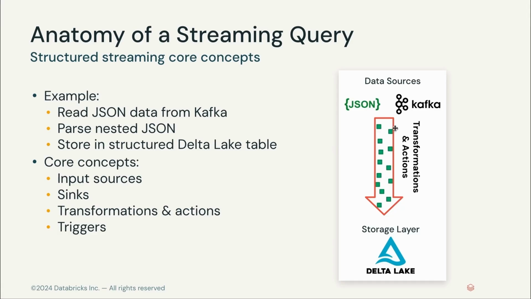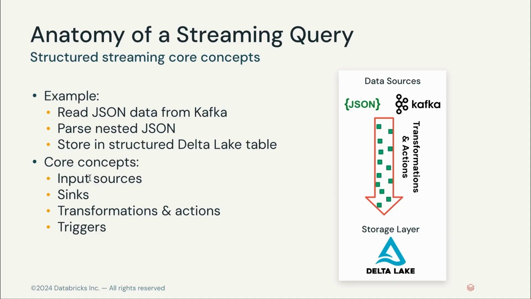Here's the anatomy of a streaming query, right? We have our data sources, maybe it's JSON data or Kafka data. We have a query where we apply some transformations and actions, and then we push that into a storage layer like Delta Lake. And in our case, that's what we want to do because Delta Lake gives us a tremendous wealth of specific features that are going to be available to us.